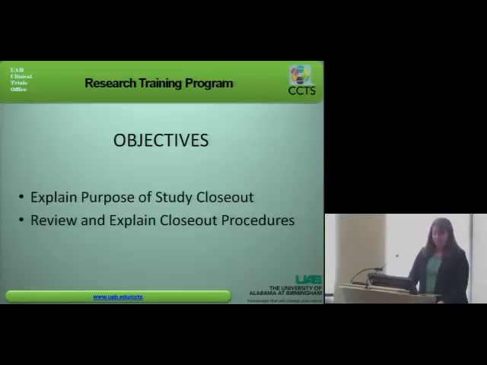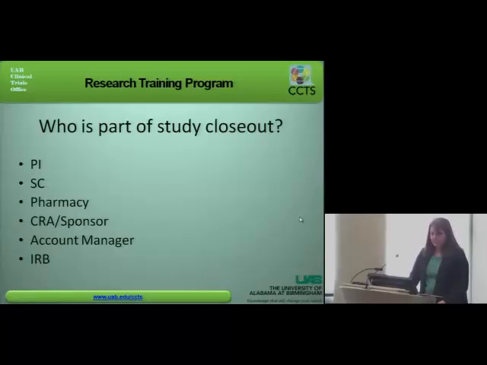I hope to shed a little bit of light during our time today on the who, what, where, when, and why of the closeout process. We'll start off with the who. Who all is involved in the closeout process.